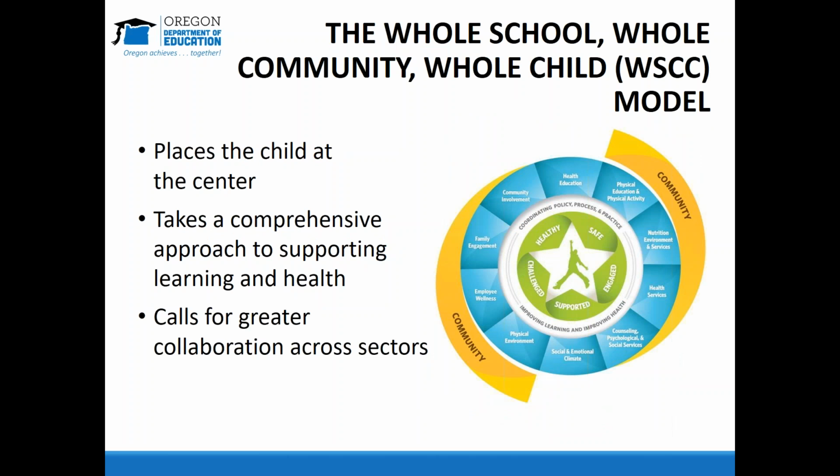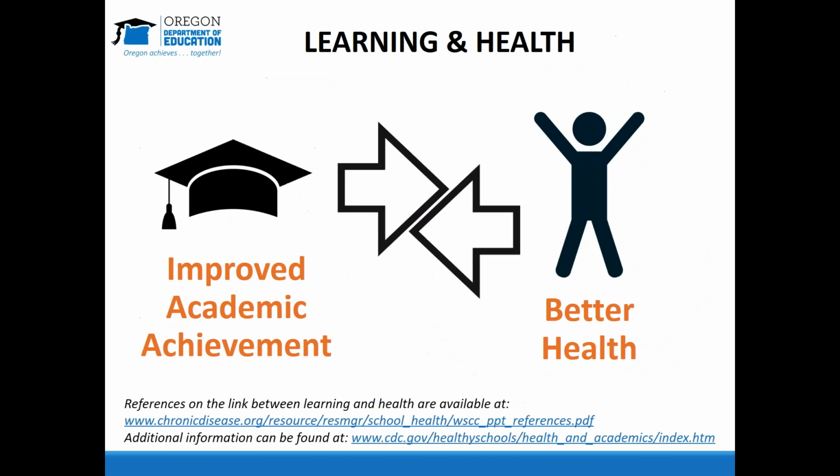Let's take a look at the WSCC model. The Whole School, Whole Community, Whole Child model provides a framework that schools can use to create a healthy environment that supports student success. The model is centered on children, our students, and fosters a comprehensive approach to addressing the barriers and supports for learning and health. It calls for a greater collaboration across the school, community, and health sectors to meet the needs and support the potential of each child. Regardless of your role in the school community, we all play a part in the implementation of the WSCC model. Academic achievement and health are closely linked, and healthy students are more ready and able to learn. Healthy kids learn better.